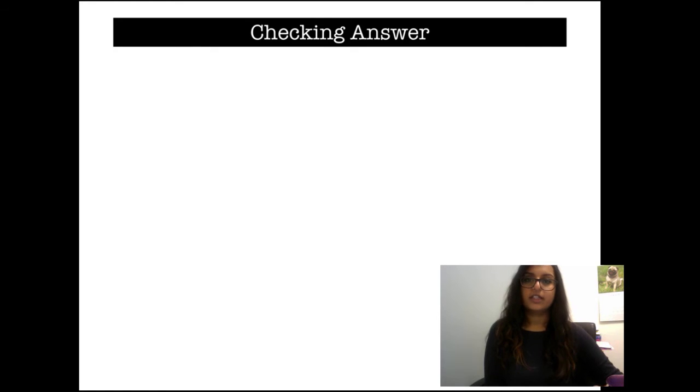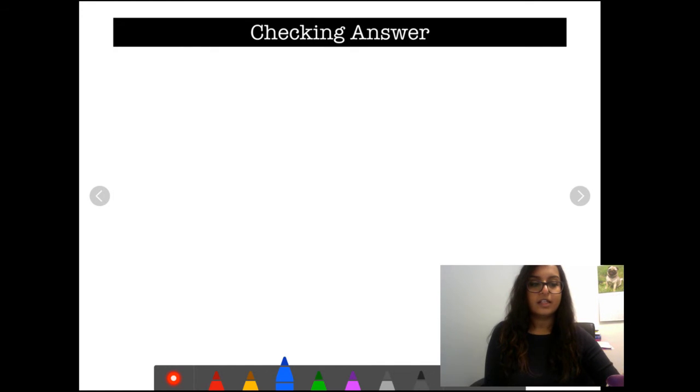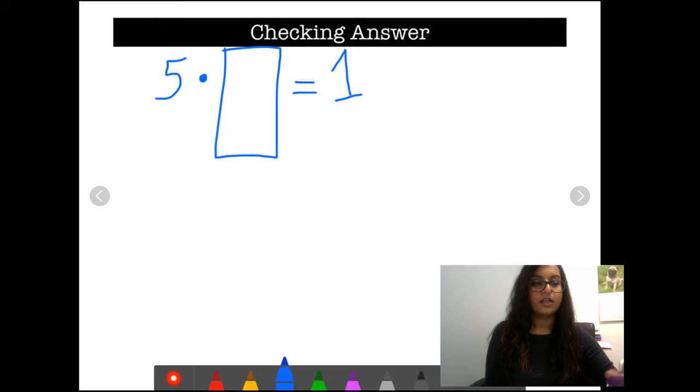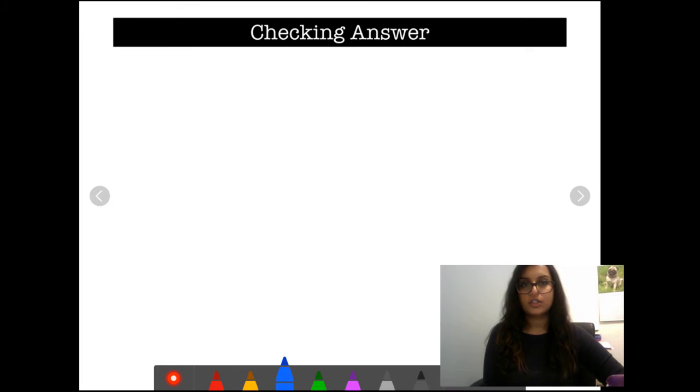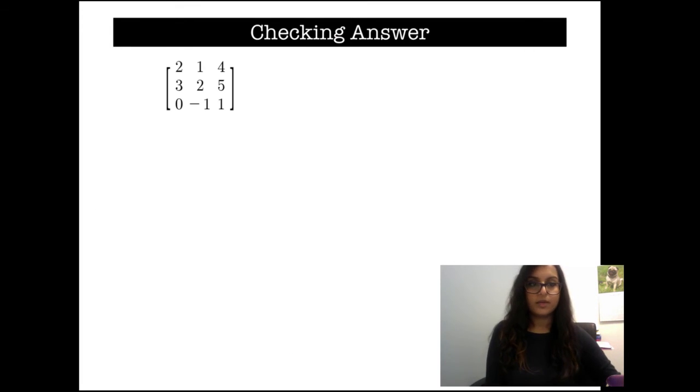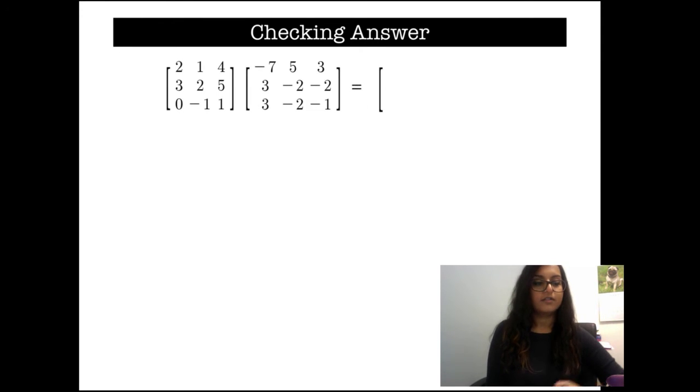Okay, next we're going to check the answer. We know that an inverse means that if you have a number, let's say 5, and you multiply that with its inverse, we should get the answer 1. And so in this case, the inverse of 5 is 1/5, because when we multiply that, the 5's will cancel and give us the answer of 1. And so that's what we're going to do in order to prove that our inverse is actually correct. We're going to take our original matrix and multiply it to the inverse matrix we just found, and confirm that the answer is in fact the identity matrix.